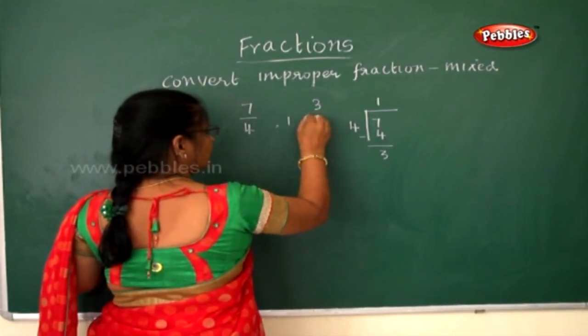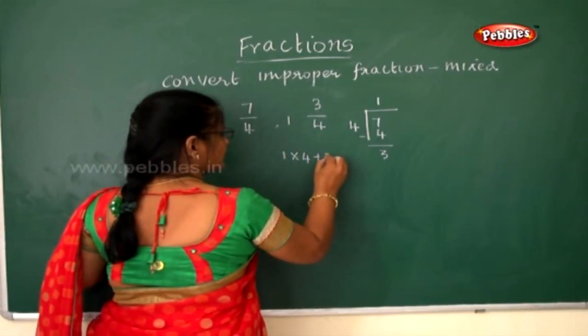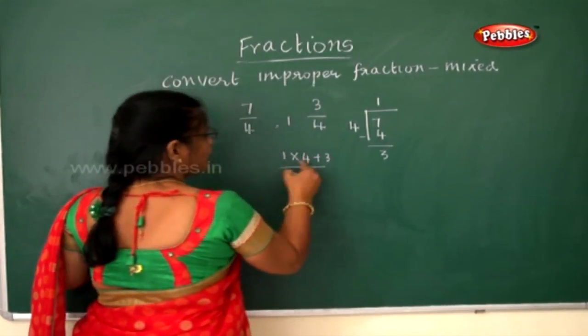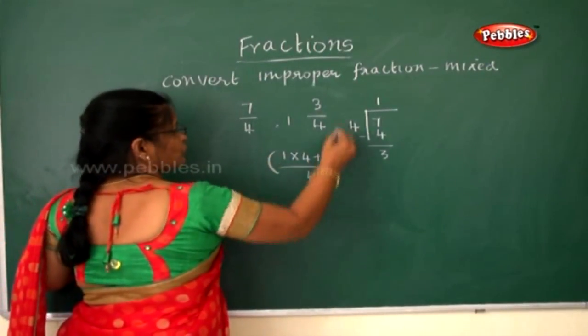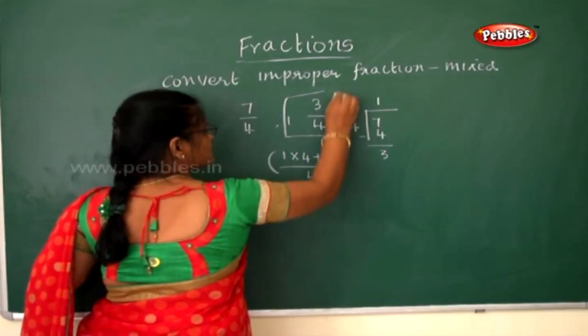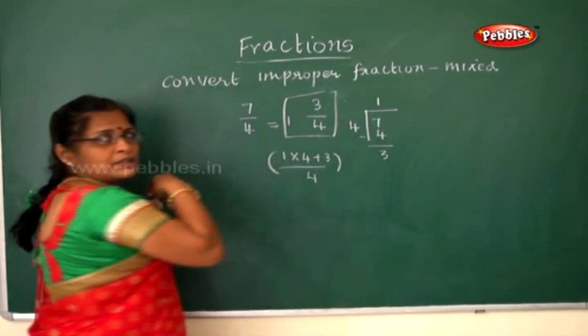So how will you write this? 1 3 by 4. So that is 1 into 4 plus 3 by 4. 1 into 4 is 4. 4 plus 3 is 7. 7 by 4. So this is how you will write it as a mixed fraction. The improper fraction will be converted into a mixed fraction.